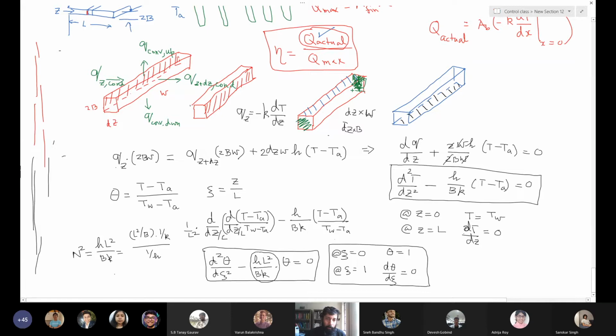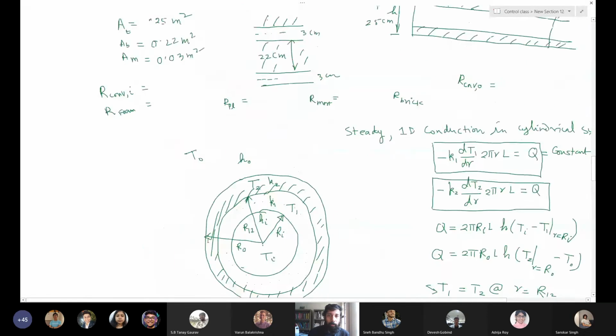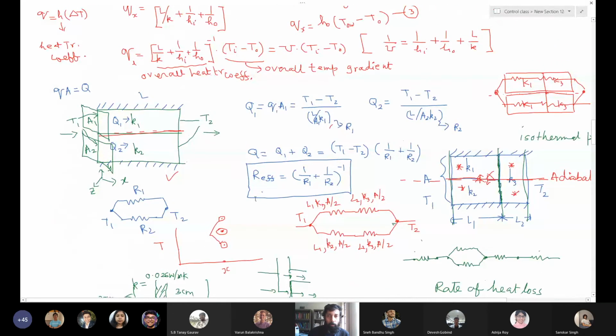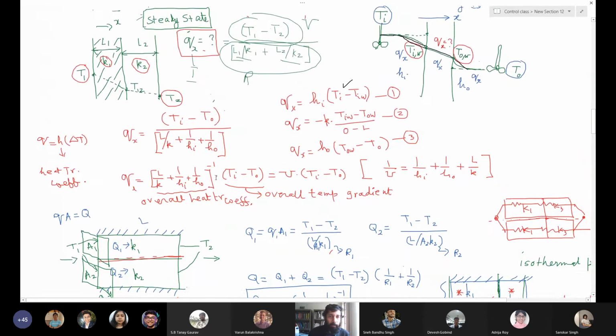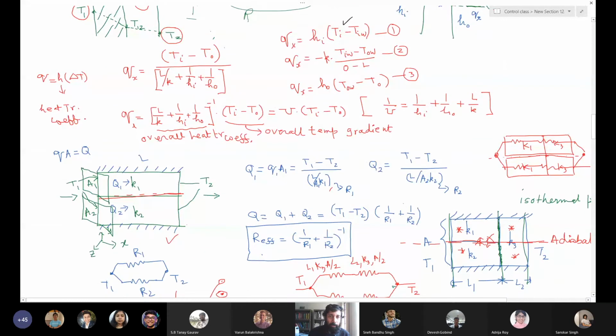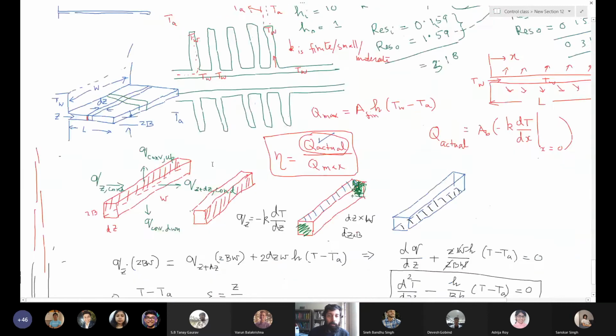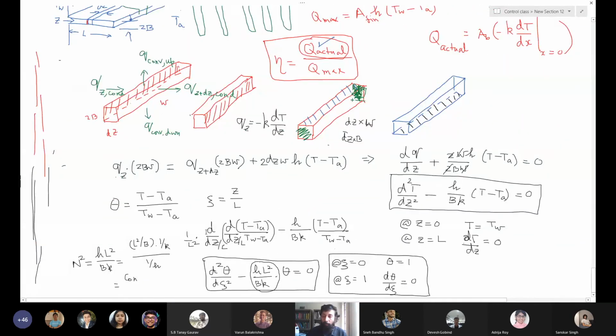And what is the numerator? If you see the conductive resistance, when we add up all the resistances, we always have some L divided by K, right? So that is the conductive resistance. Some length dimension divided by K is the conductive resistance. 1 by H is convective resistance. So this is a ratio of conductive to convective resistance.